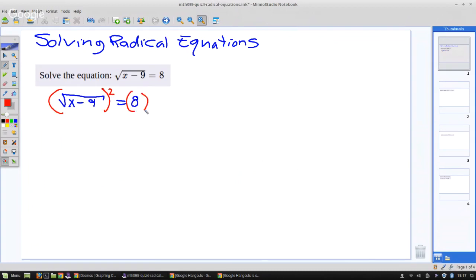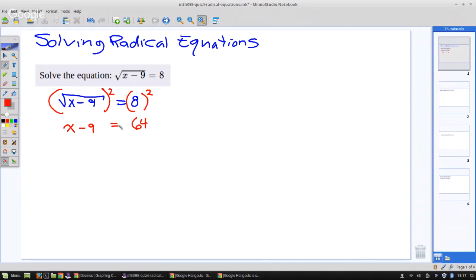A couple of ways to look at this. Square means multiply by itself, so 8 times 8 is 64. And on the other side, you could say it's the square root times the square root. Or you could just realize that the square and the root are opposite operations and cancel each other out. So in this case, we can take x minus 9 as the result of squaring that root.